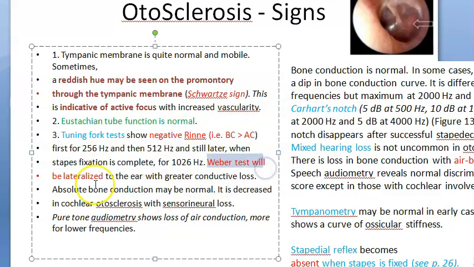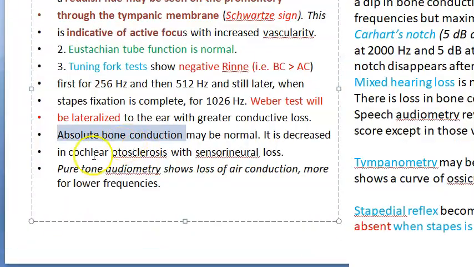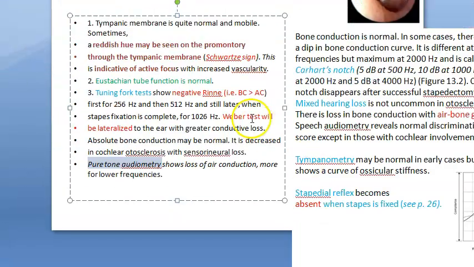What will happen to Weber? Weber will be lateralized to the ear which has more conductive loss. To that ear, the bone conduction will take the sound, because air conduction is blocked, right? So you should understand, it will try to go via the bone. So wherever there is more air conduction loss, the bone conduction will try to take it there. So Weber test will be lateralized. Absolute bone conduction may be normal. Pure tone audiometry, when you see, what will happen, you will see that there is air conduction loss, right?